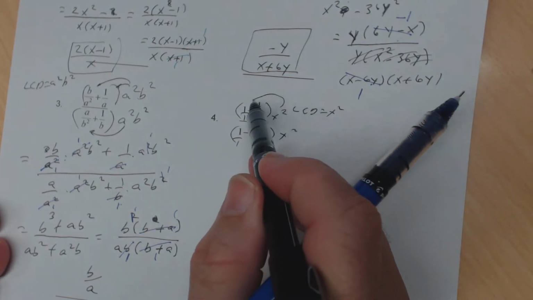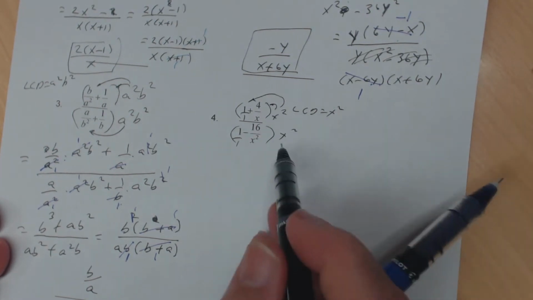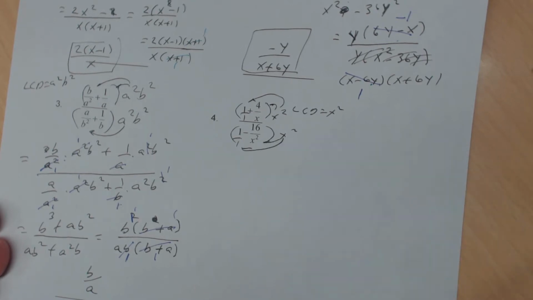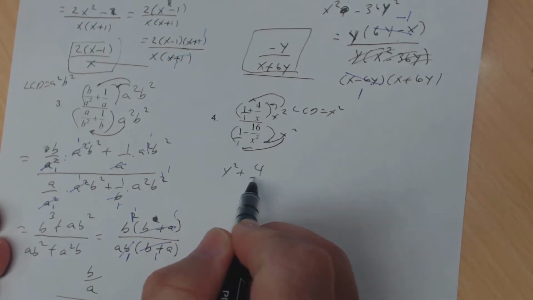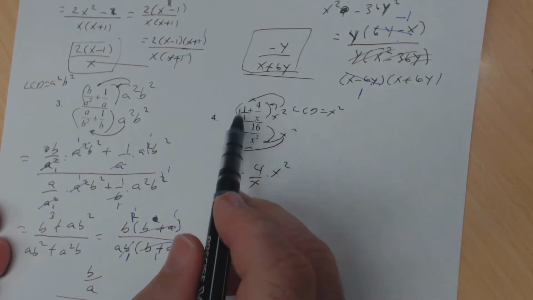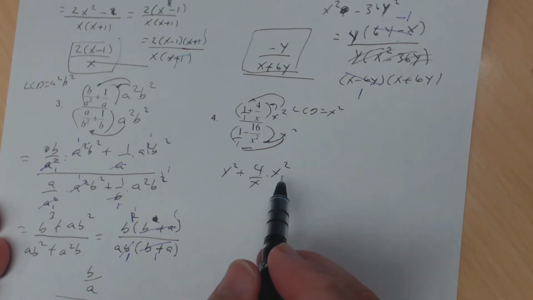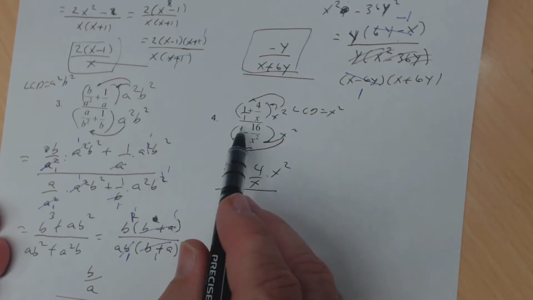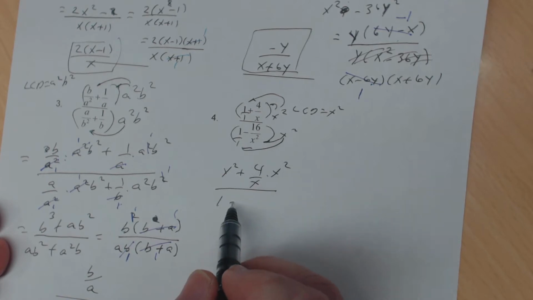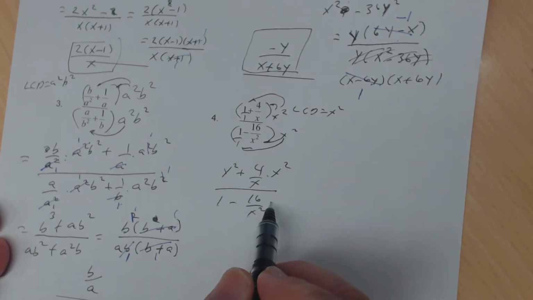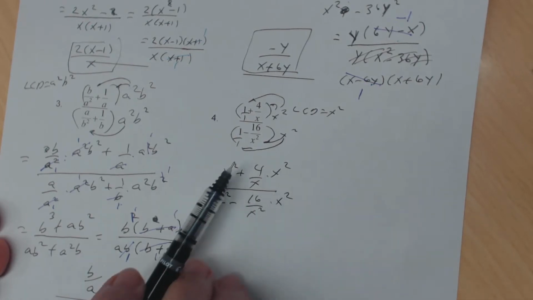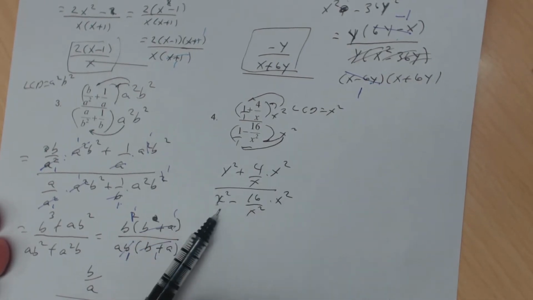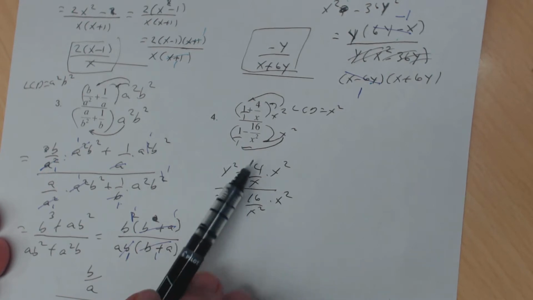And now distributing the x squared, in both numerator and denominator, I get 1 times x squared is x squared plus 4 over x times x squared. So each fraction is being multiplied by the LCD, divided by this fraction, which is 1, minus 16 over x squared. That fraction times x squared. So 1 times x squared here is x squared, minus 16 over x squared times x squared.